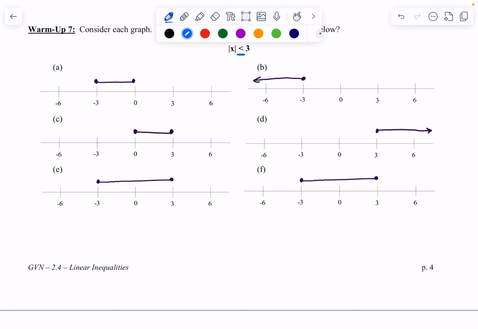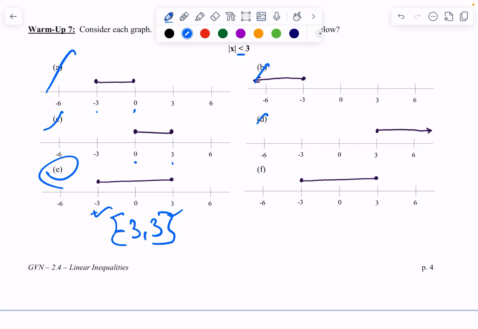So this A goes from -3 only to 0. That is not correct. C goes from 0 to 3. That is not correct. E is from -3 to 3, so that one is correct. Again, B and D are the ones that extend to -infinity and infinity. Those are not correct. F looks like that one is correct as well because it's from -3 to 3.